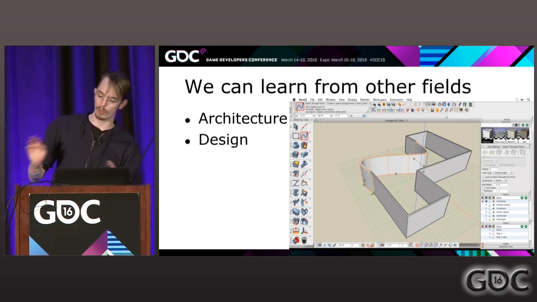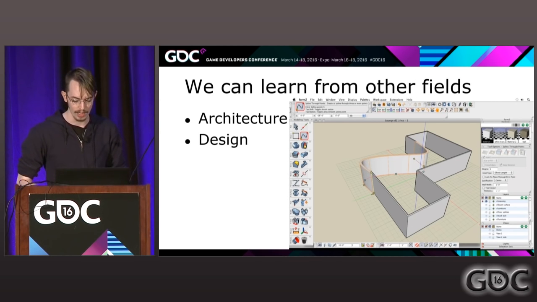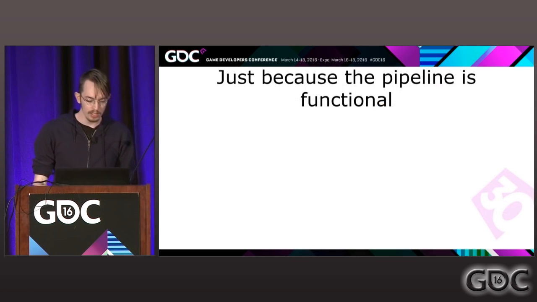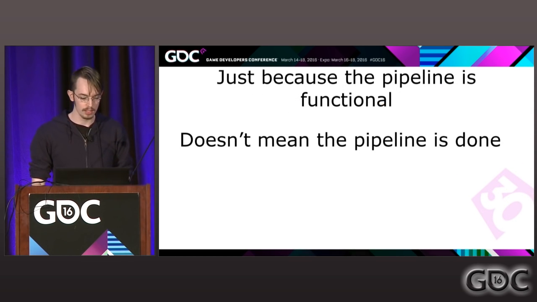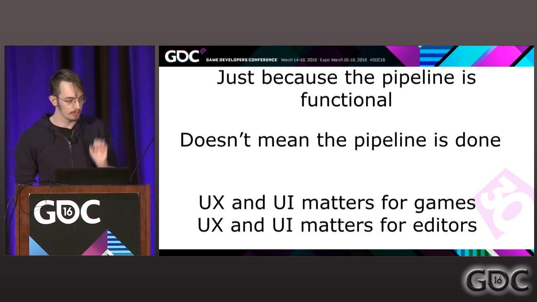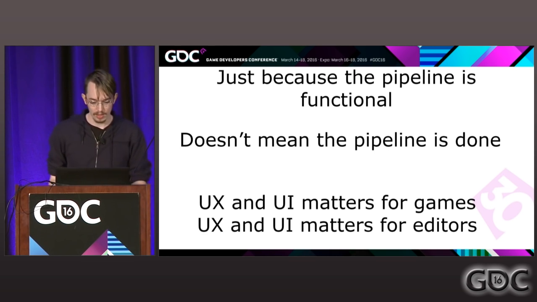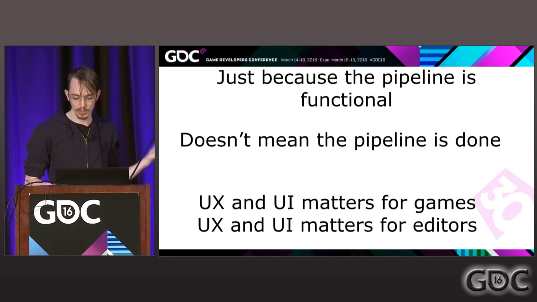But you may think, yeah, but we can already do that in our tool, our editor right here. It just takes more clicks than these editors, but we can do it. Just because the pipeline is functional doesn't mean the pipeline is done. UX and UI matters for games as much as UX and UI matters for editors. You might think, well, it works so it's done, but as you've seen in this presentation, small issues can have large production impacts. Just because you can do something in a tool doesn't mean the tools are finished and we can cease development on them.